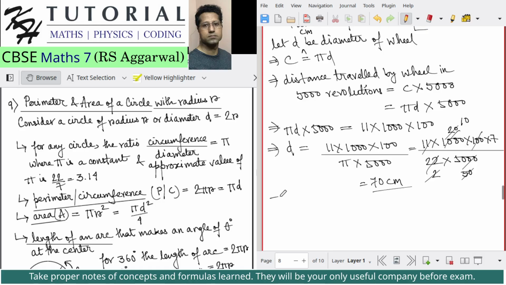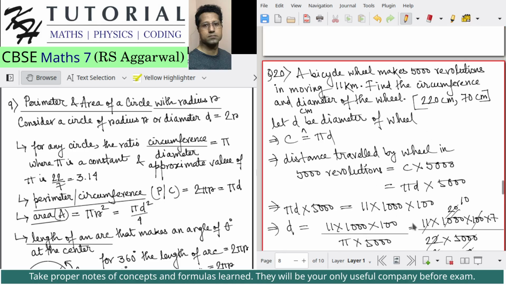So the problem has asked to find the diameter and circumference. So c will be equal to pi d, which is equal to 22 by 7 multiplied by 70, this much centimeter, which is equal to 220 centimeter. So the circumference is 220 centimeter and the diameter is 70 centimeter.